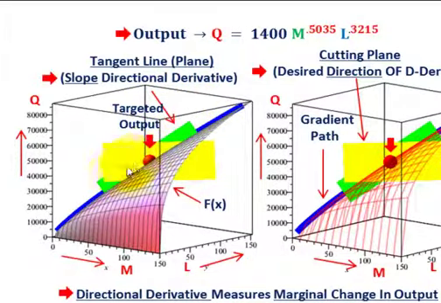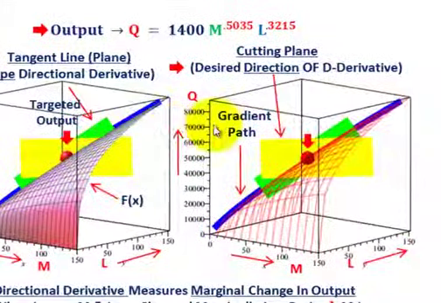So what we're going to do first for the slope of our directional derivative, based on this targeted output, is have some tangent line or plane. I'm showing that in green, and that's going to be the slope of our directional derivative. And then shown in yellow, that's going to be a cutting plane. The idea is you want to get this cutting plane to go in the same direction as your directional derivative, and that's where you're going to be maximizing your output, or in this case, the profit.